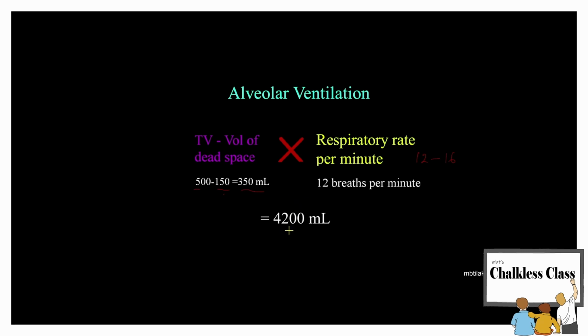This is 4200 ml. This is the alveolar ventilation. Suppose if it is 16 times, we have to multiply this 350 ml with 16. That is the alveolar ventilation. So alveolar ventilation gives us an idea of the actual exchange of gases in the lungs.